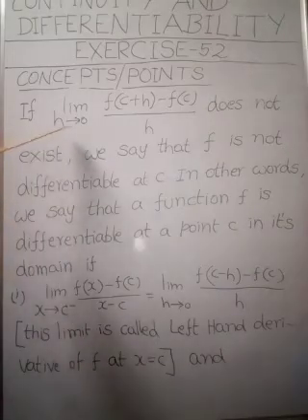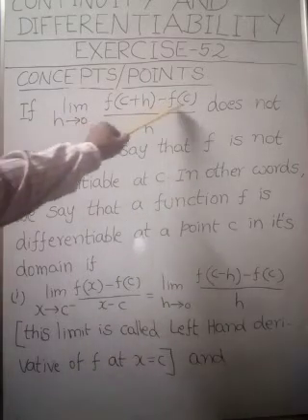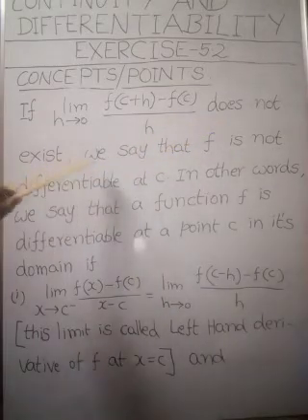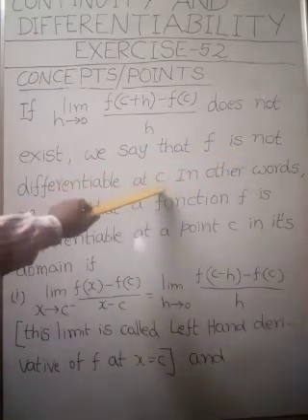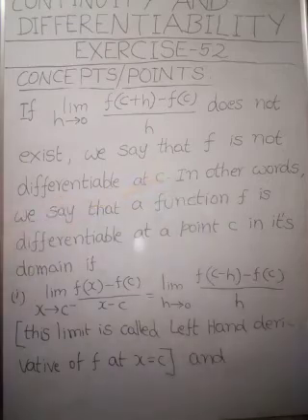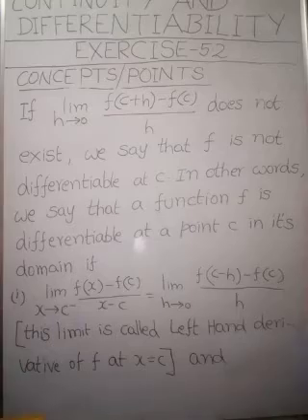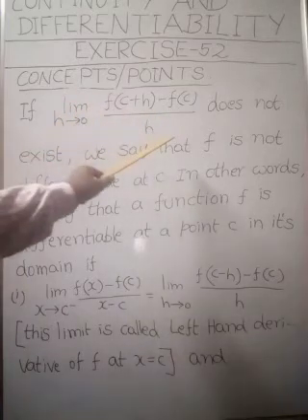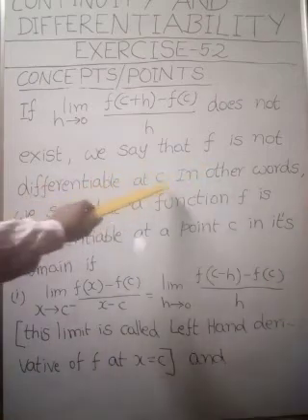If as h tends to 0, the limit of f of c plus h minus f of c whole divided by h does not exist, then we can say that f is not differentiable at c. Previously I told you, if the limit exists, then the function is said to be differentiable at x is equal to c. If the limit does not exist, then we say that f is not differentiable at x is equal to c.